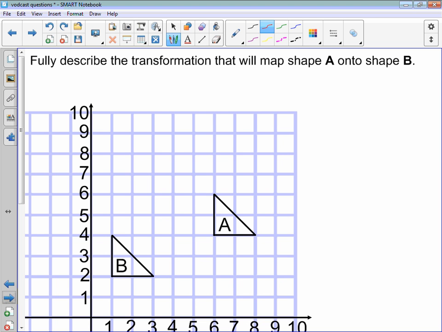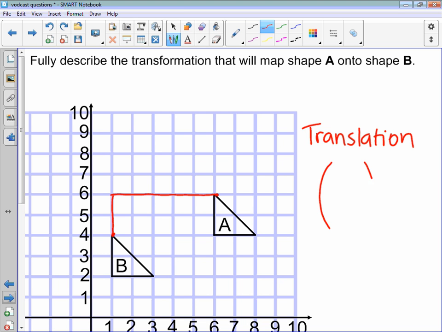Right, again, we're going to look to see how we can get triangle A onto triangle B. So we know it's going to be a translation, so let's make sure we write that bit down. We're going to look at our corners, so we're going to pick this corner again. I'm going to see how that one moves. Well, this time it goes 1, 2, 3, 4, 5 spaces to the left and 1, 2 spaces down.